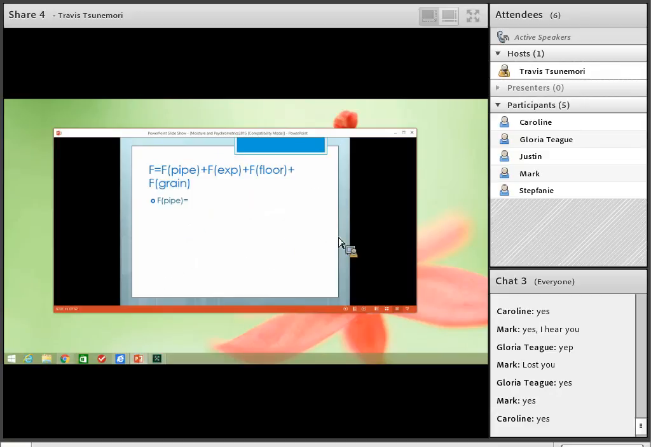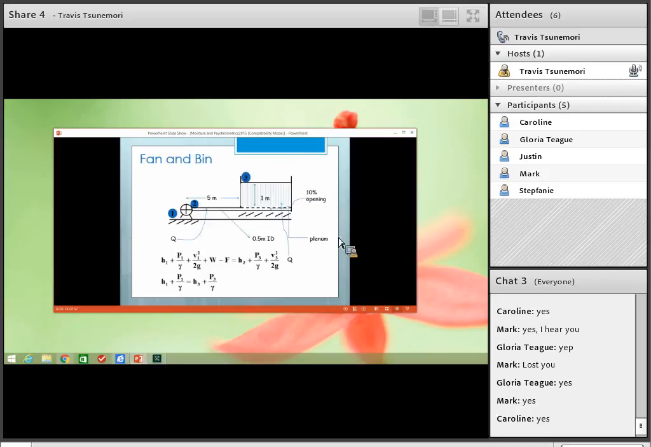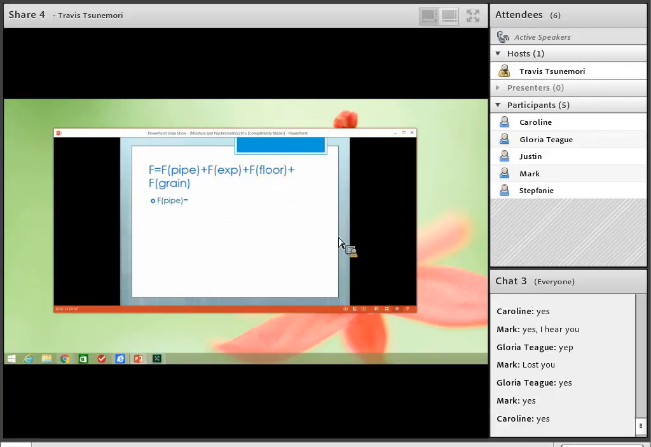So the first thing we have to do, like before, is to compute the friction loss through the system. And in order to do that, we're going to look at every piece of the system. So we start out with the pipe, and then we have the expansion, remember, going from the pipe into the plenum. Then we have the friction loss through the floor and the friction loss through the grain. Okay, so if we want to know the friction loss through the pipe, what do we have to do?